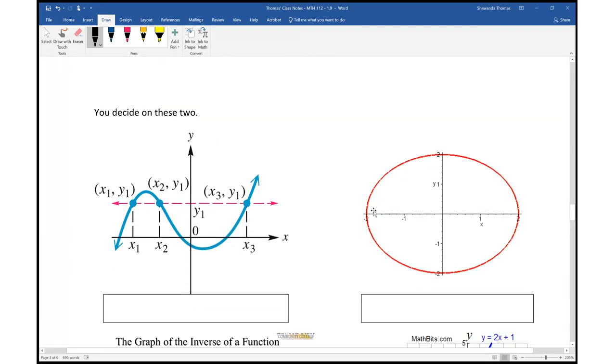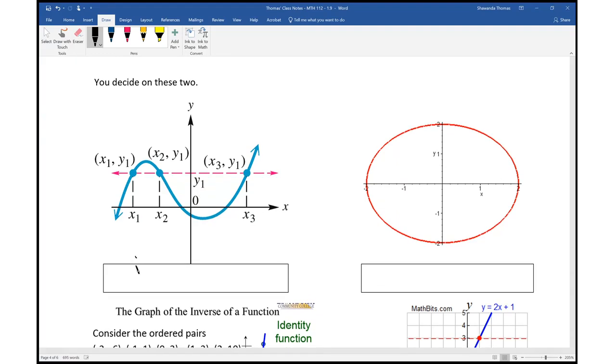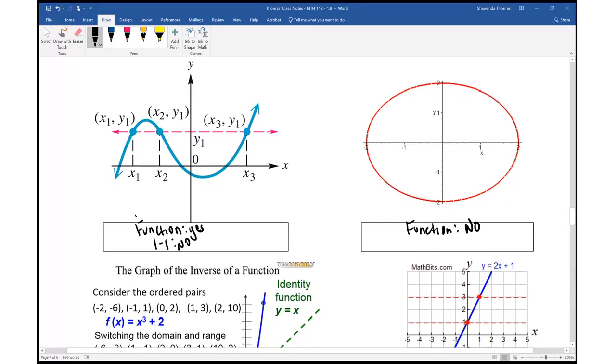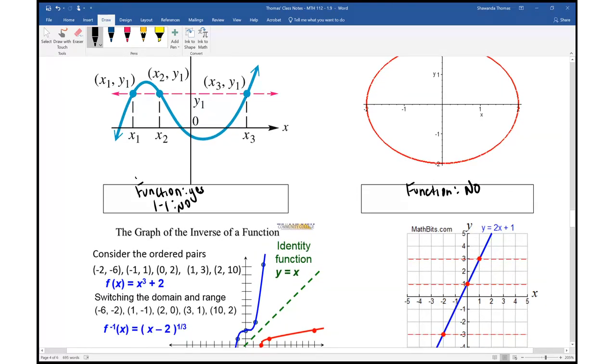All right, does this graph pass the vertical line test? Yes, it does. However, does it pass the horizontal line test? So function, yes. Right? Function, we can agree on. What about one-to-one? No. Is this circle or oval a function? No. So there's no need to apply the horizontal line test, because if it's not even a function, then we don't really care about it. We're not going to be able to get applications out of that one.